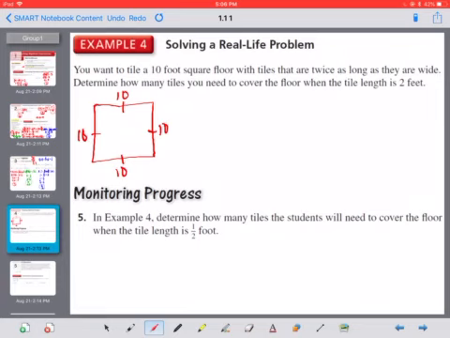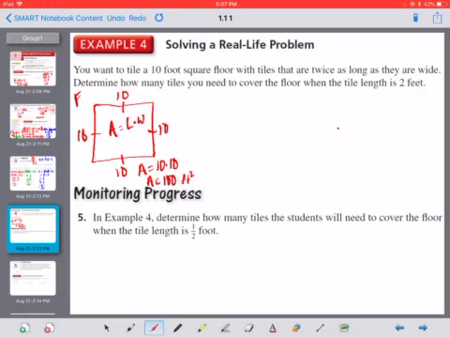And we want to cover the surface with tiles. The surface is area. So we're looking for area. And if you remember, area equals length times width. So our area here is 10 times 10, or 100 feet squared. That's the area we're trying to cover. We're going to cover it with a tile. The tile itself is going to have an area. And however much of that area gets covered, we're going to have to multiply it times however many we need to get to that 100.